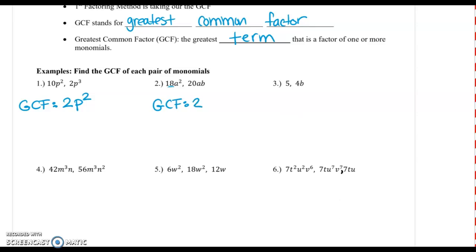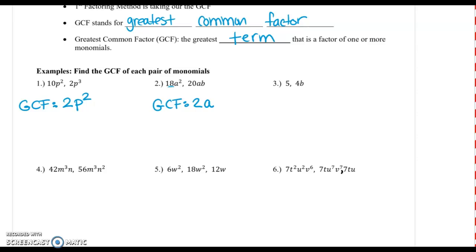And then if we look at our variables, we have a to the second and a to the first. So we're going to do the smaller exponent there, so a to the first, because it would also go into a to the second. And then this term has a b. This doesn't have anything, so b is not included in the greatest common factor because b couldn't go into 18a to the second. So we just have 2a.